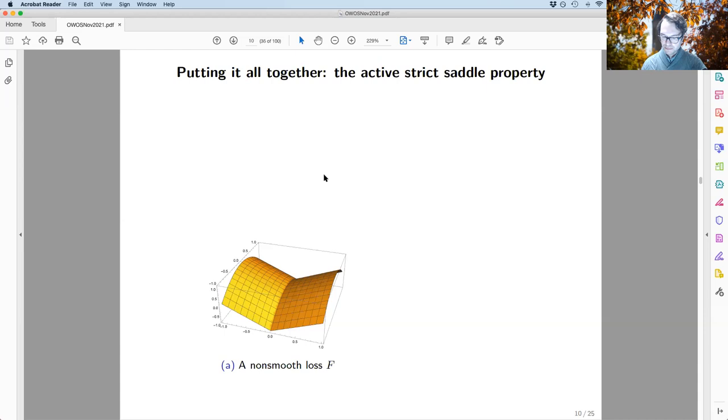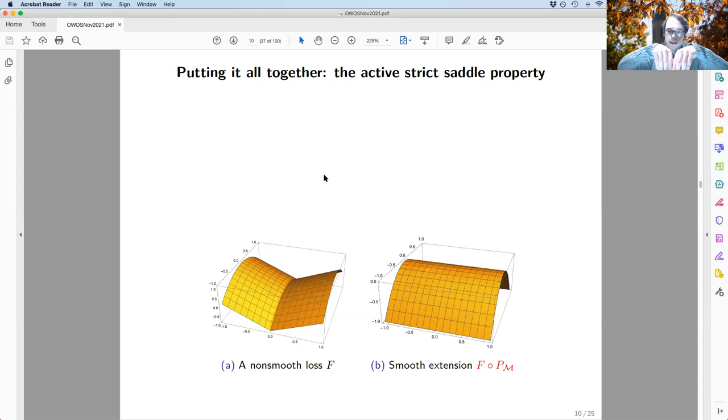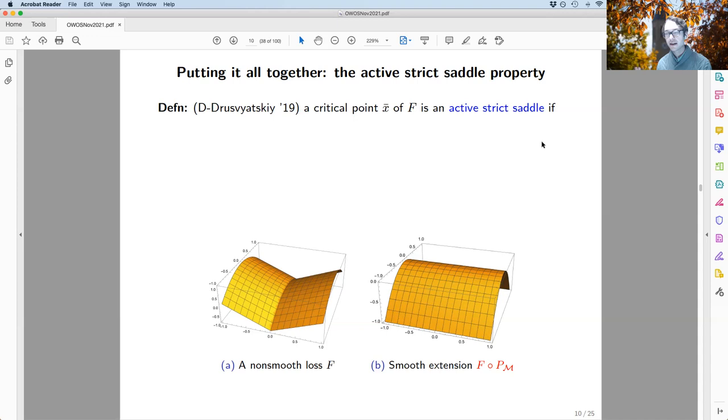And so the simplest way that you could do this is to just take the function and develop its smooth extension off the manifold. So the function is smooth on the manifold. This is a locally smooth mapping, the projection mapping onto the manifold. And so you're able to at least locally extend the function off radially from the manifold. And so that motivates the definition that we ultimately settled on, which is called the active strict saddle property. The key word is that we have this activity. We don't just have a strict saddle, we have an activity, and that's going to be key for us.